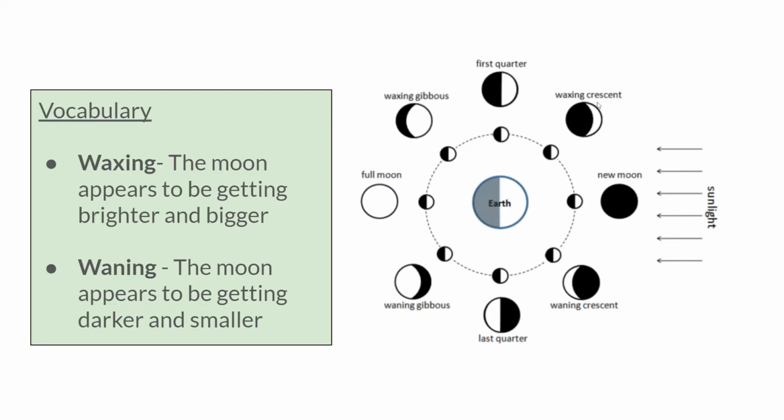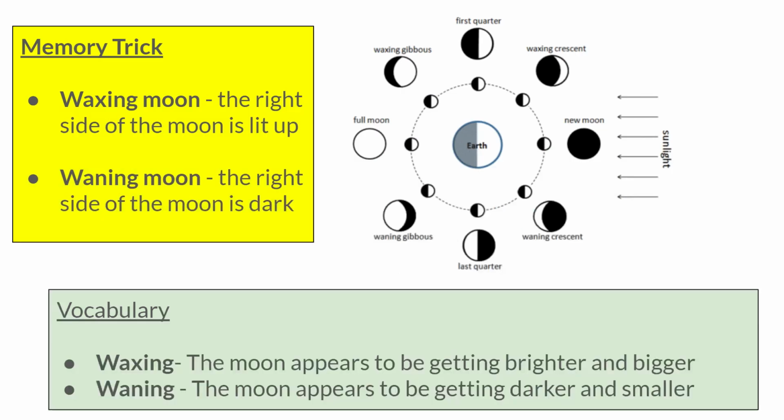Now, you don't have to memorize the different names of the phases, but you do need to know what each phase looks like and in which position. And for that, a memory trick might help you. A waxing moon, meaning a moon that is starting to get lit up, will always get lit up on the right side. So when you're looking up at the sky and you see the right side of the moon is lit up, you will know that the moon is starting to wax, or appear brighter or bigger, going from a new moon phase to a full moon phase, because that's when the moon is lighter on the right side.